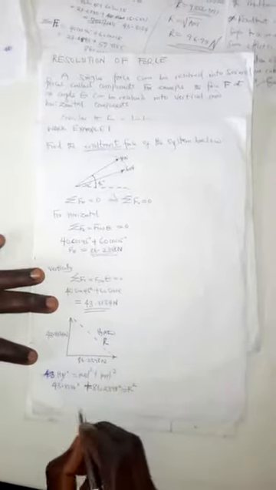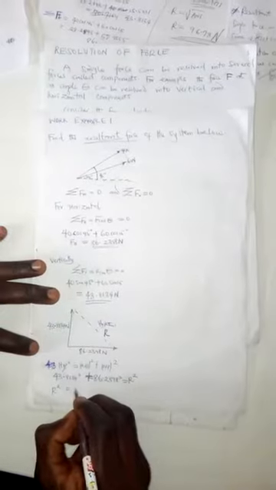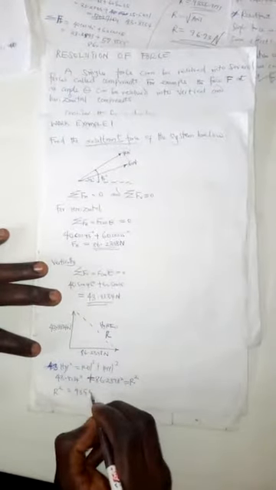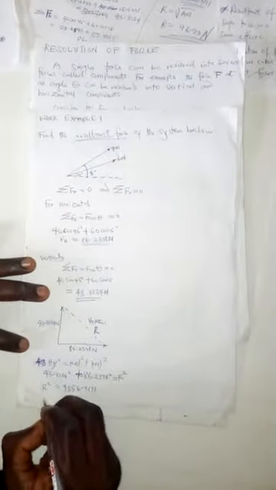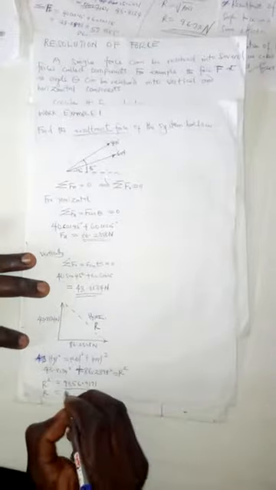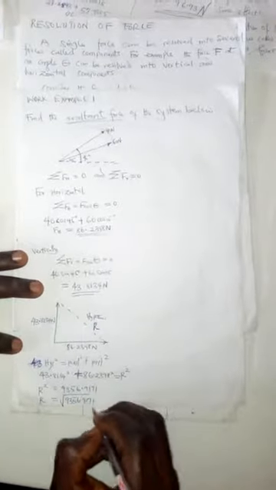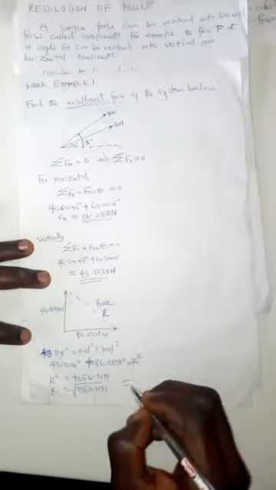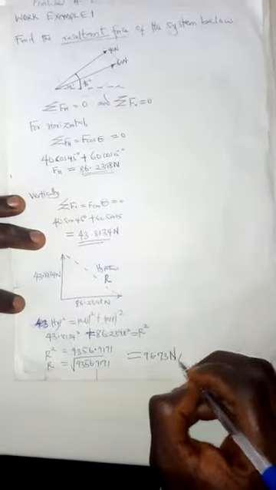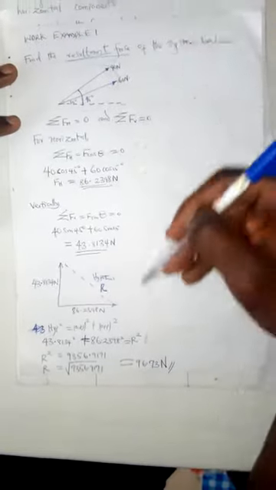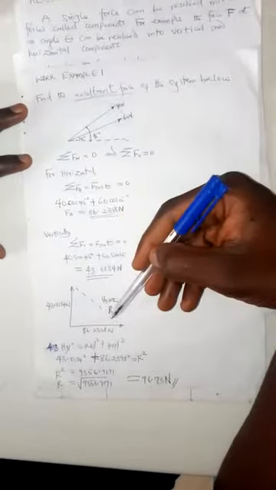If you add these together with your calculator, you're going to have R squared equal to 9356.9171. Then you take the square root of this to get the resultant, which gives an answer of 96.73 Newton. So these are the steps and the solution to this problem. We have resolved this system into a single system.